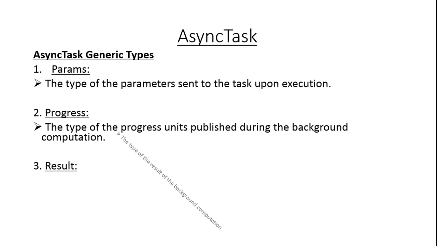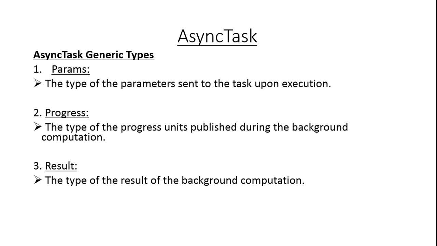And the last one is result. This will represent the type of the result of the background computation. If you want to publish the result in the form of integer, you have to specify the type of result as int, and if you want to publish the result in the form of long, you have to specify the type of the result as long.